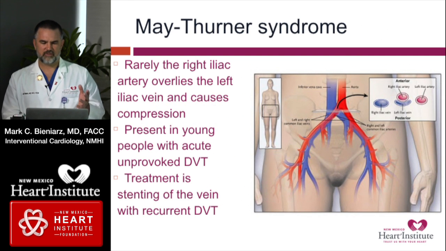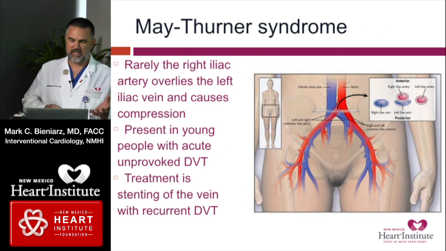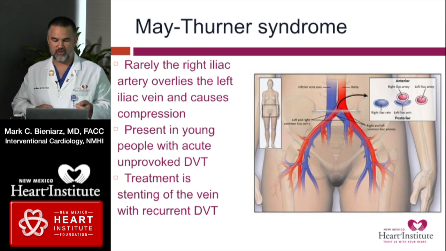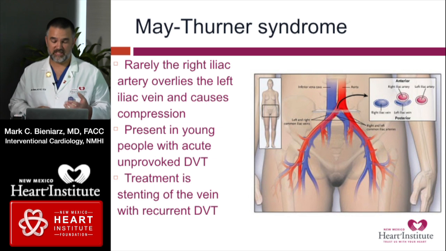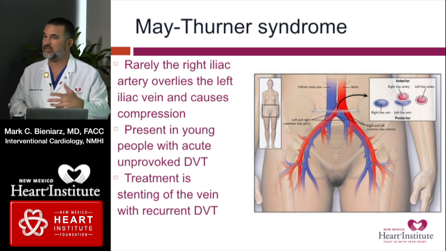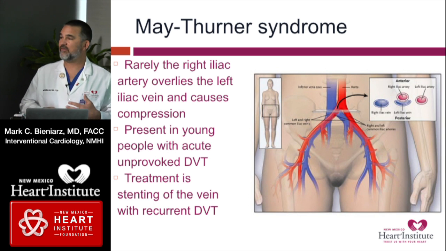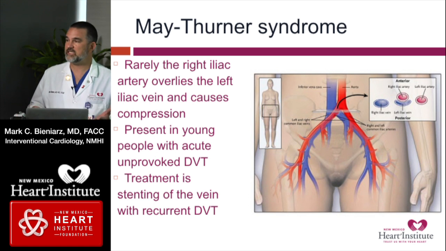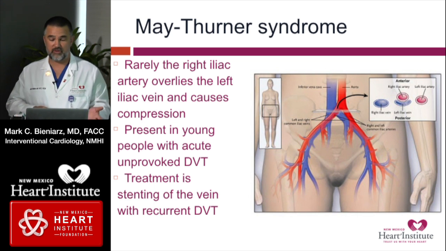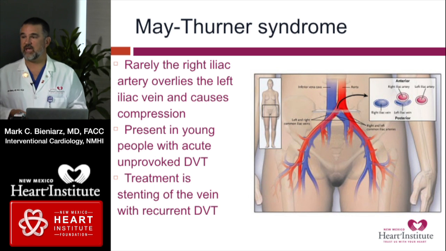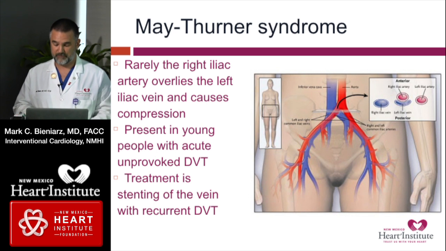That leads us to a brief discussion of May-Thurner syndrome. This is where the right iliac artery overlies the left iliac vein, and you see here a diagram of the overlap. That can compress the left iliac and cause recurrent DVT, and we see that especially in young people with acute unprovoked DVT. Provoked DVT is post-surgical, or if they've been on a long airplane ride, but this is just a spontaneous DVT in a young person. On the left side, we have to look for May-Thurner syndrome, and really the treatment for May-Thurner is stenting of the vein, especially in the context of a recurrent DVT.